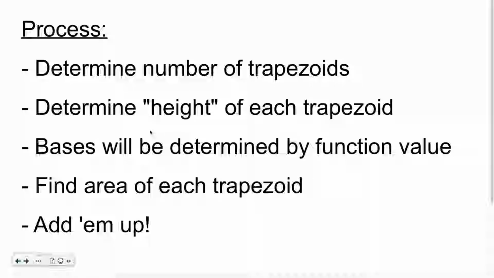Okay. So we're going to do the same kind of thing, but with trapezoids. We are still going to have to determine the number of trapezoids, which is n. We're going to have to determine the height of each trapezoid. Now this is your delta x, because we're going to have to remember how to find the area of a trapezoid. The bases of our trapezoid will be determined by the function value. And then we'll find the area and add them up. I'm going to go grab our copies while you write that.